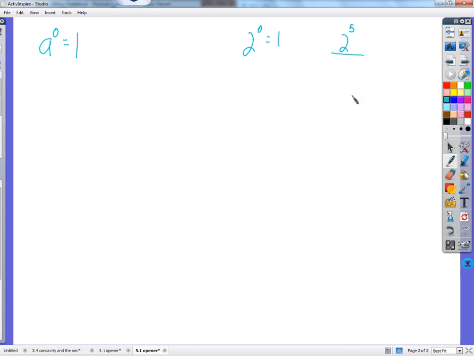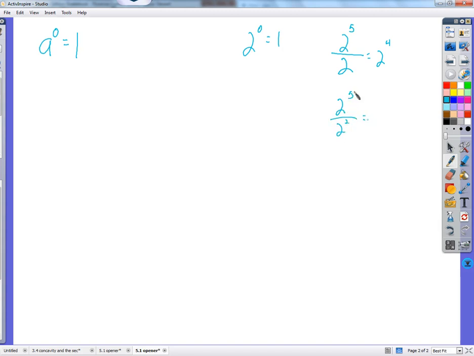Okay. So we'll take 2 to the 5th over 2. 2 to the 5th divided by 2. That comes out to be 2 to the what power? 4. To the 4th. Makes sense. We got 5 factors of 2 here. We got 1 factor of 2 here. We can multiply all these factors of 2 here together and divide that number by 2, and just eliminate the factor of 2.